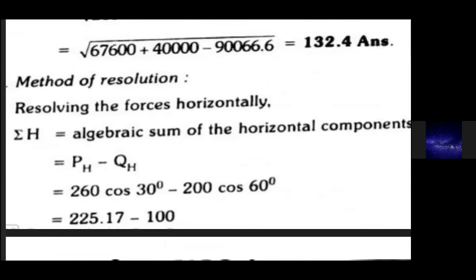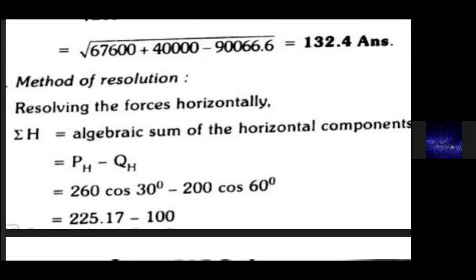The horizontal component of 260 will be 260 cos 30. While adding, we have to consider sign conventions, that is, we have to follow one sign convention. For calculation purposes, assume right side direction forces are positive and left side direction forces negative, and upward forces positive and downward forces negative. So calculate the algebraic sum of the horizontal forces and the algebraic sum of the vertical forces.